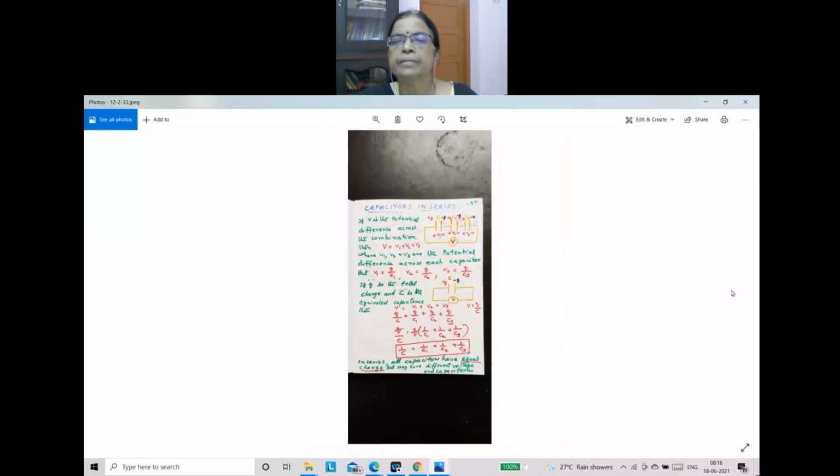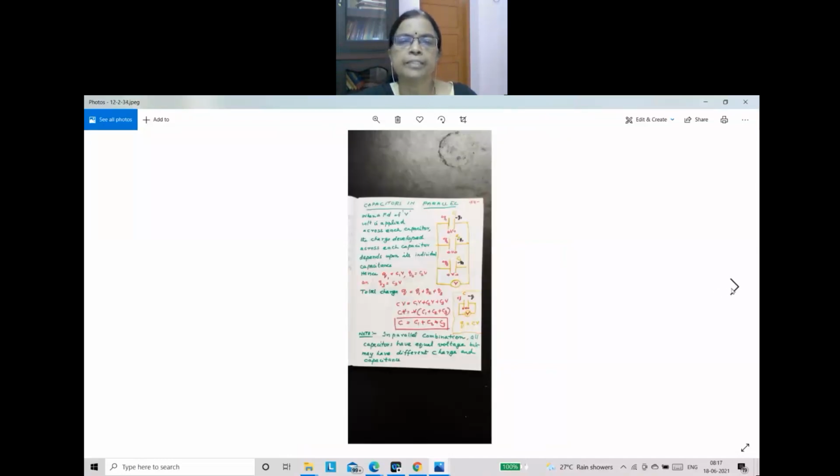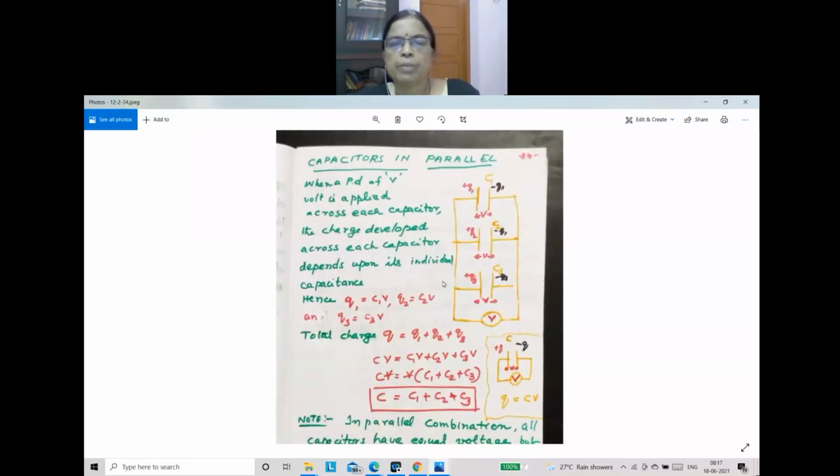Next one, and we have to do problems with this after studying the derivation. So many problems are there, so many. So when capacitors are connected in parallel, you see, this is the parallel connection.